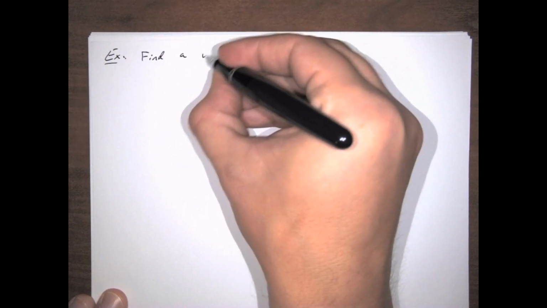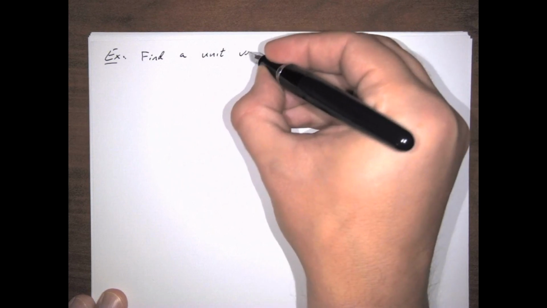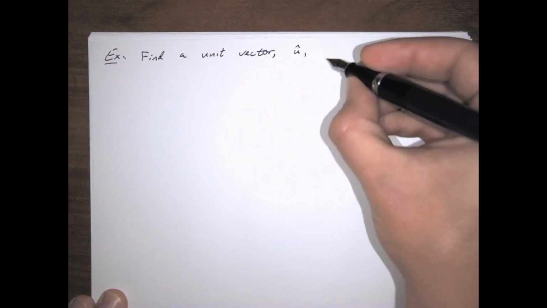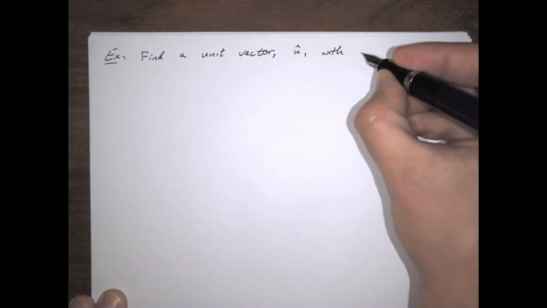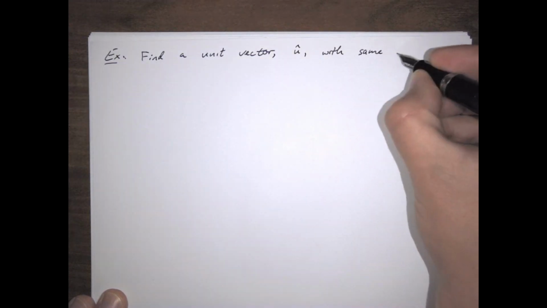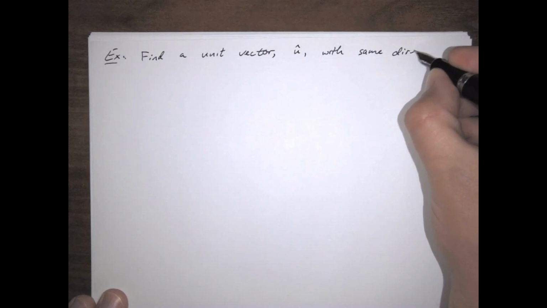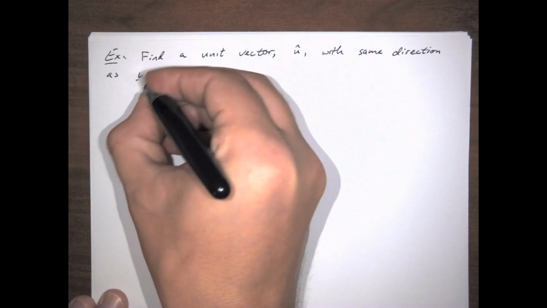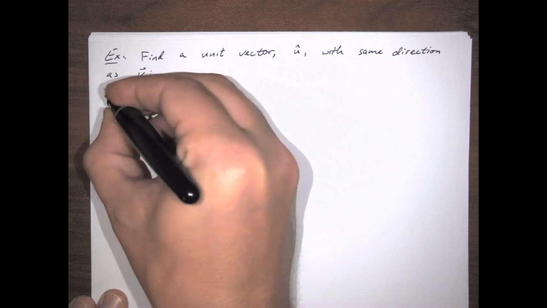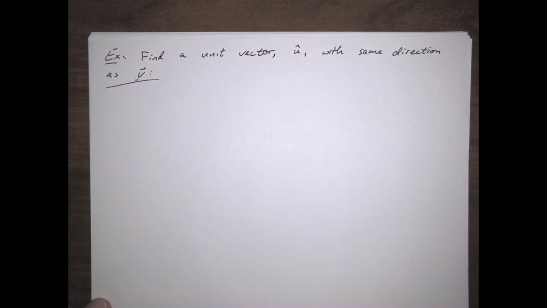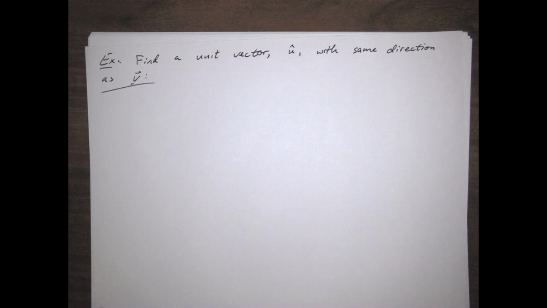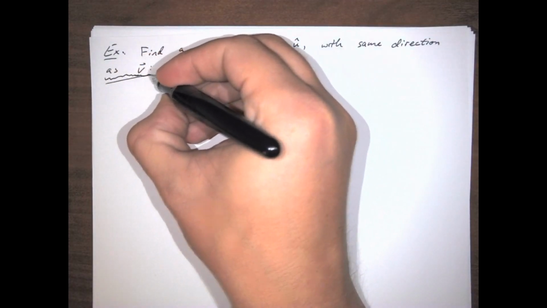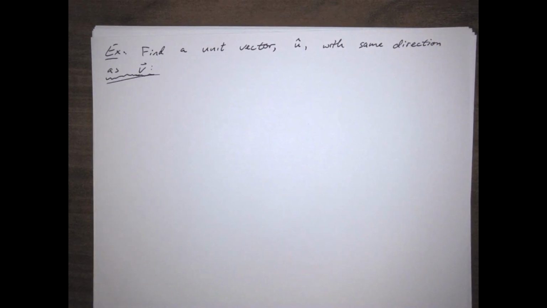Find a unit vector u with the same direction as v. And here we'll have several different v's to choose from. There's not supposed to be any kind of meaning to that underlining there.